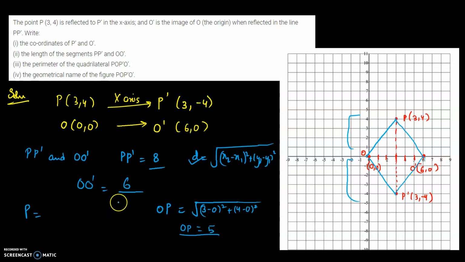We'll be discussing it in the next video. So the perimeter will be 4 multiplied by any side because the sides of a rhombus are equal. When you find out OP dash, you will get the same value, that is 5. So 4 multiplied by 5 is equal to 20. The perimeter is 20, and name the geometrical figure. It is a rhombus. A rhombus has all sides equal and you can see this by the diagram. When you find out the sides, all the sides are equal.